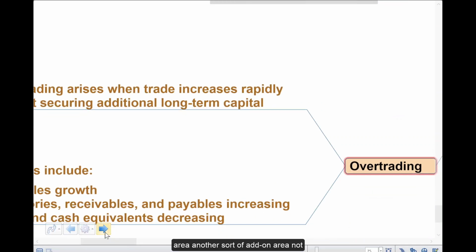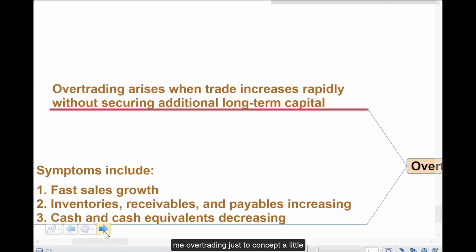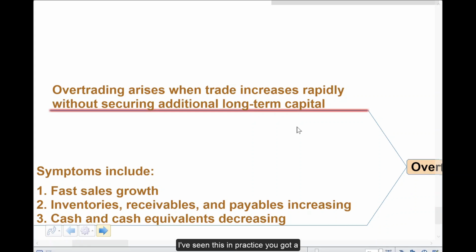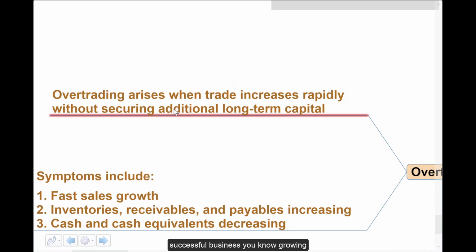Another add-on area, not linked to position ratios as such for me, is overtrading. Just a concept, a little bit like window dressing in the sense of it being standalone. Overtrading, and I've seen this in practice: you've got a successful business, growing rapidly, but it doesn't have long-term capital, doesn't have long-term finance. It hasn't organized itself to deal with such a rapid hike in trade.